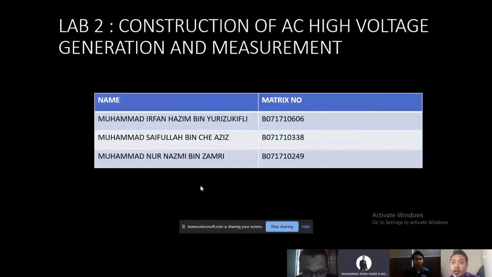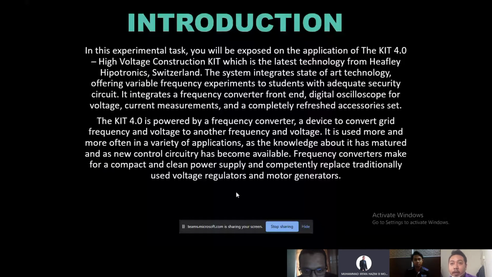Today we would like to discuss Lab 2, which is the construction of AC high voltage generation and measurement. This is my team: Muhammad Saifullah Minci Aziz, Muhammad Nur Nazmi bin Zambi, and me, Muhammad Ifan Azim, and Muhammad Yuli Kifli. So we proceed to the next slide, which is the introduction for this lab.